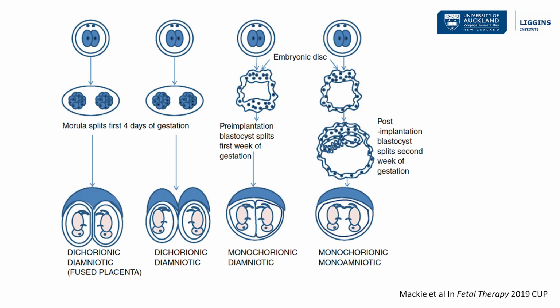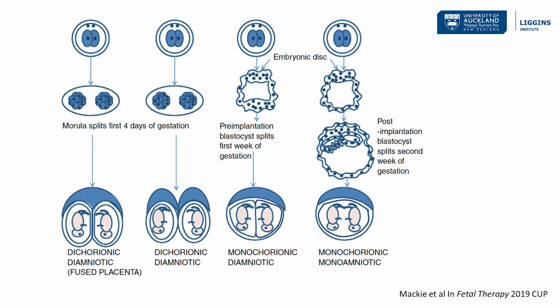On the left there, we have dichorionic diamniotic twins, where the ovum splits early at the morula stage, within 4 days of gestation, and you have two babies who have separate amniotic sacs, and then the next one along we have two separate placentae as well. The third one along there is the monochorionic diamniotic twin, and that's what I'm going to talk about today.